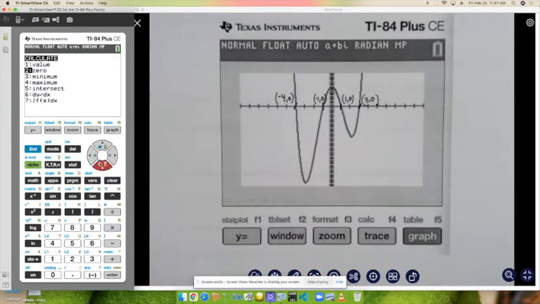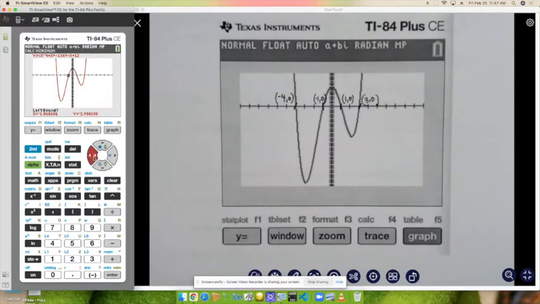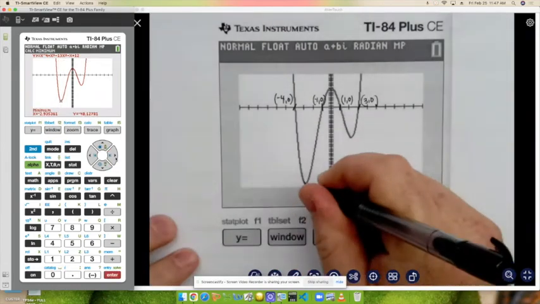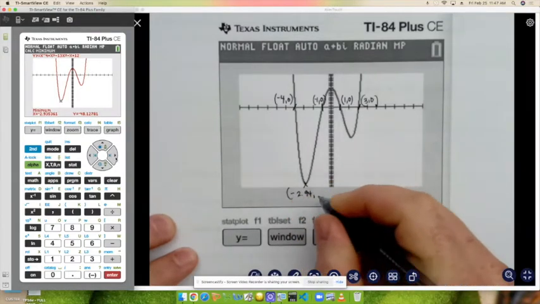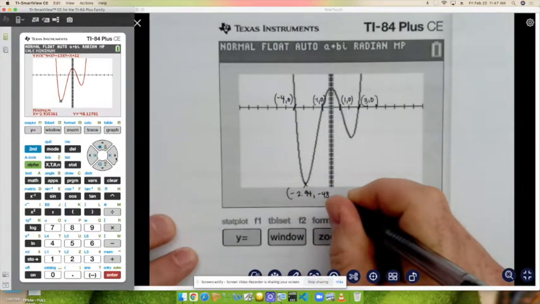I'm also going to need to grab the minimum and maximums. So let me go take a minute and calculate the minimum value down here, the minimum of that chunk. My calculator tells me that that minimum is negative 2.94, comma, negative 48.13.